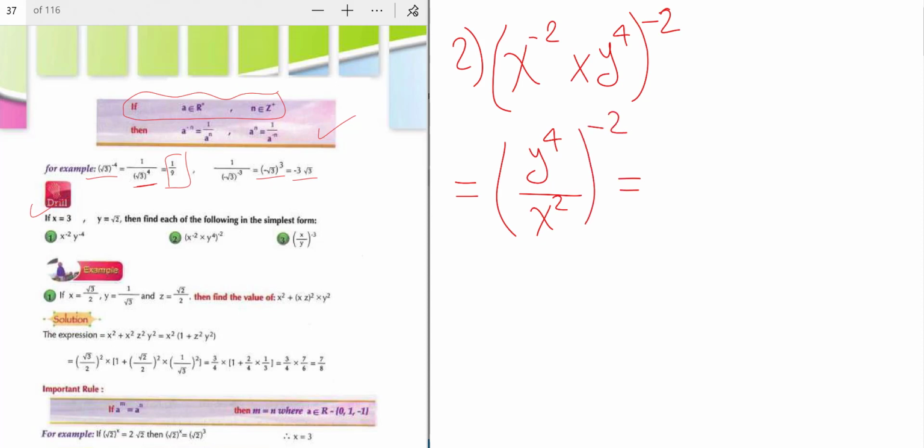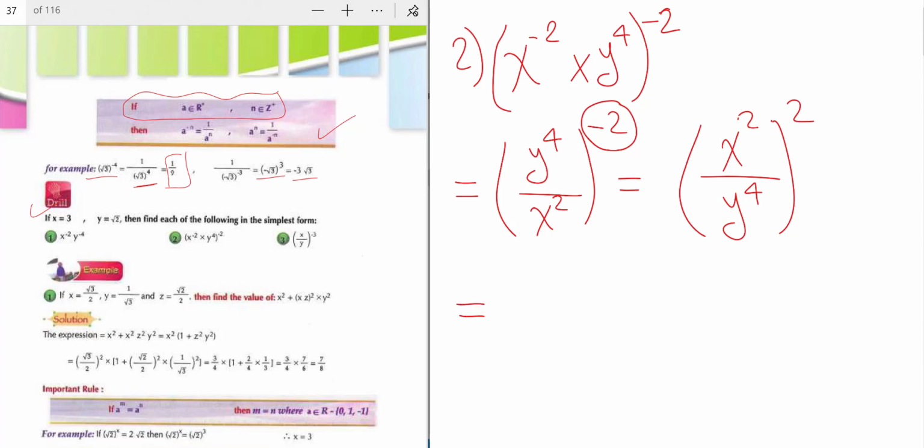After that, for a negative integer power, find the reciprocal or the multiplicative inverse of what is inside the bracket. It equals x power 2 over y power 4, all power 2. After that, substitute the value of x and the value of y.